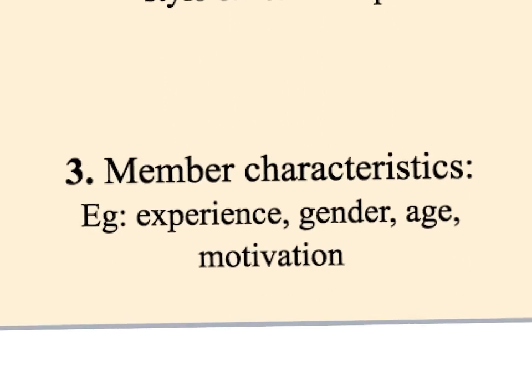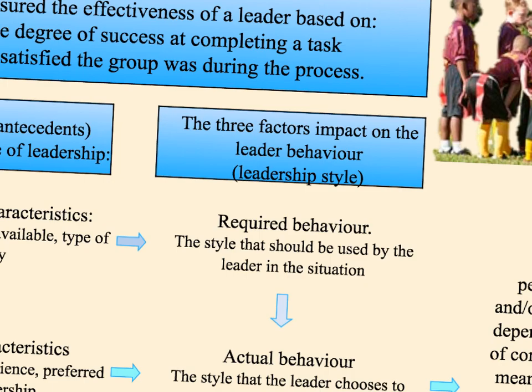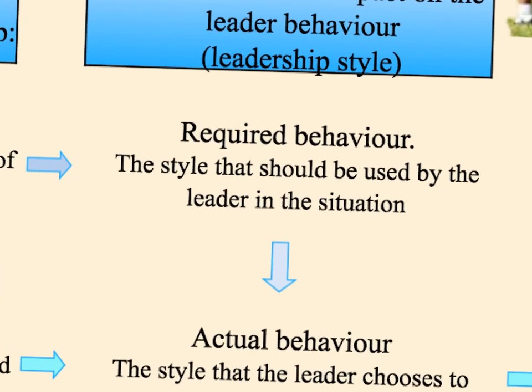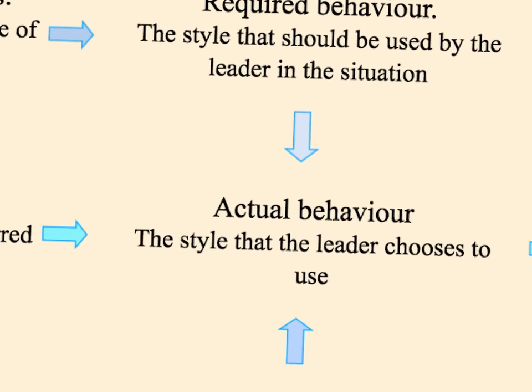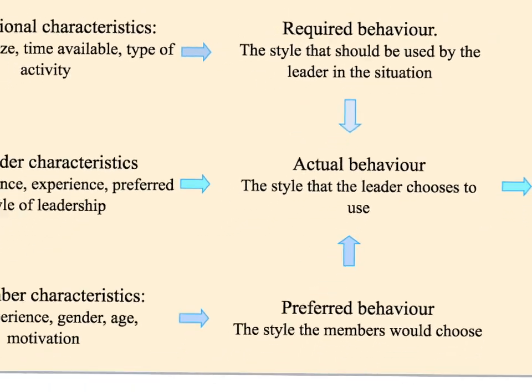And then the final bit is member characteristics. What is the group like? So we're looking at experience, gender, age, motivation, attitude, personalities. So we look across here, and these are 3 factors that impact on the leadership behaviour or the leadership style. So the required behaviour, what style of leadership is needed for the task. The situation and the member characteristics dictate the appropriate style of leadership. Then we have the actual behaviour. What does the leader actually choose to do? The behaviour the leader displays as a result of the situation and the member characteristics.